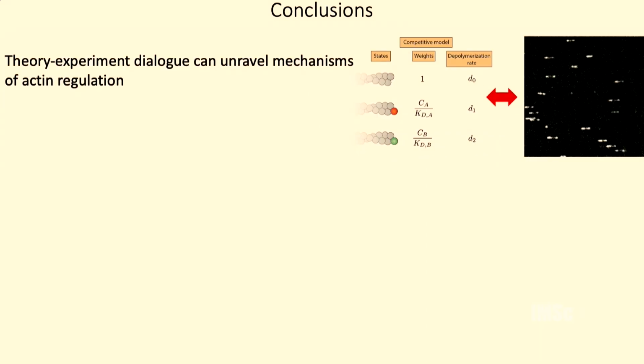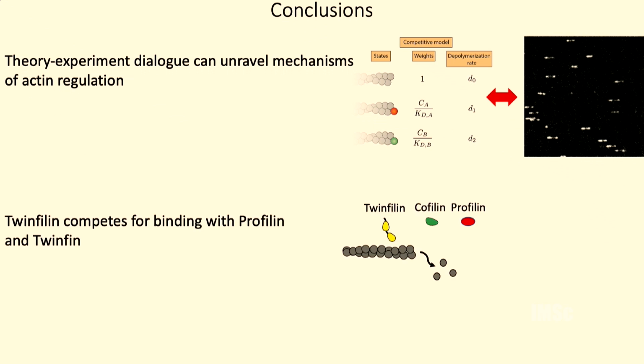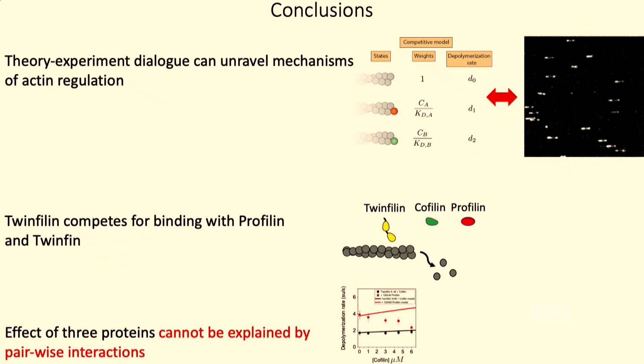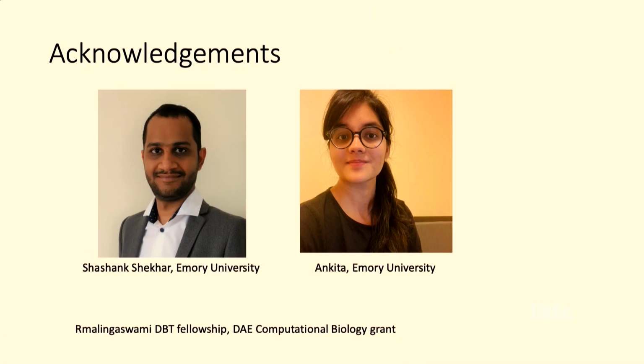The basic conclusions are that you can use a simple theory-experiment dialogue to unravel mechanisms of multi-component regulation. The other thing is that twinfilin competes for binding with profilin. And then the effect of 3 proteins cannot be explained by simple pairwise interaction. So these are really the key take-home messages.